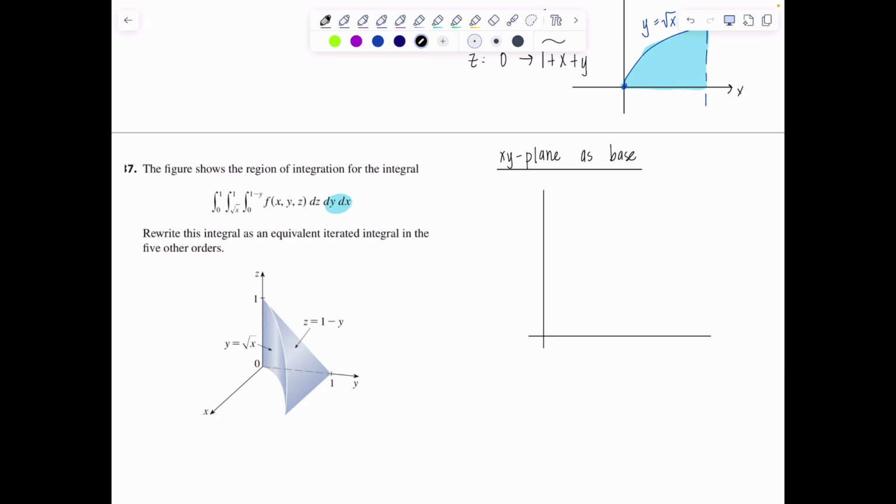Am I reading it wrong? No, that's right. Oh no, x goes from 0 to 1. I read the wrong one. So x currently goes from 0 to 1, and y goes from root x to 1. So here's 1. We just drew root x a second ago, didn't we?